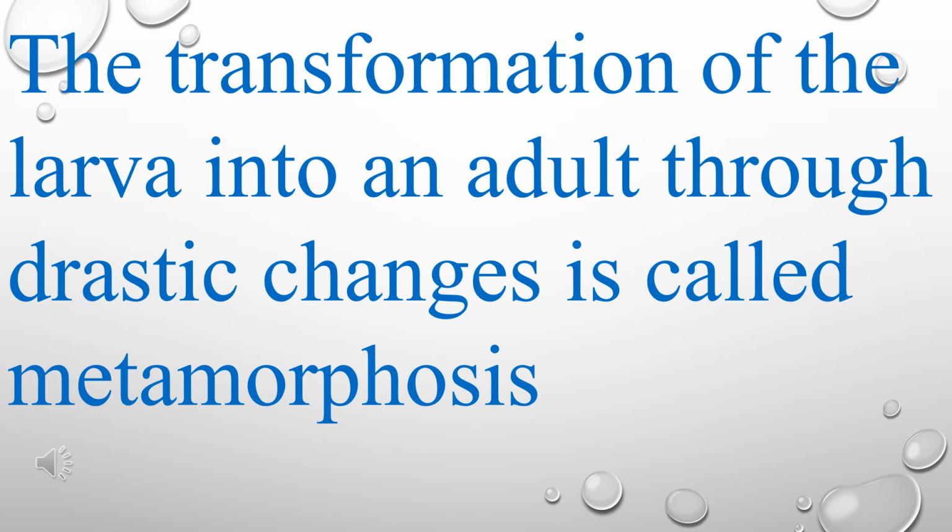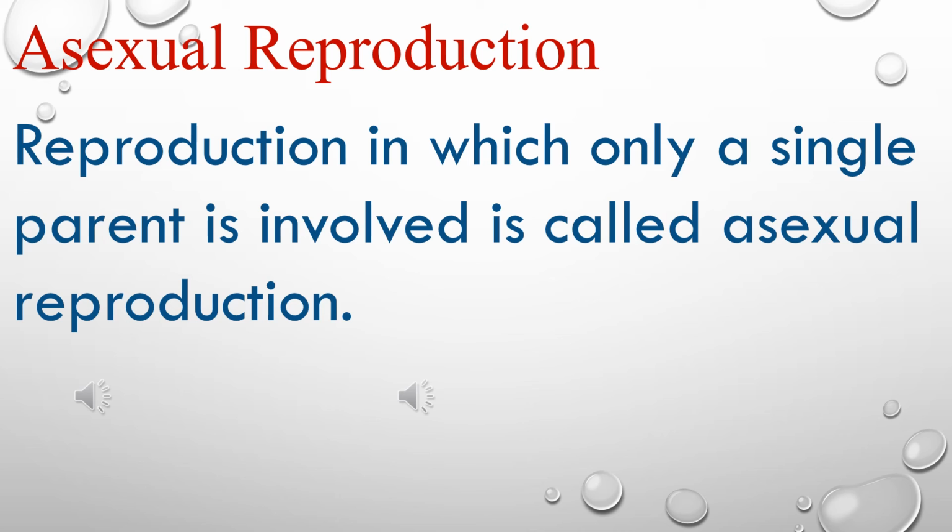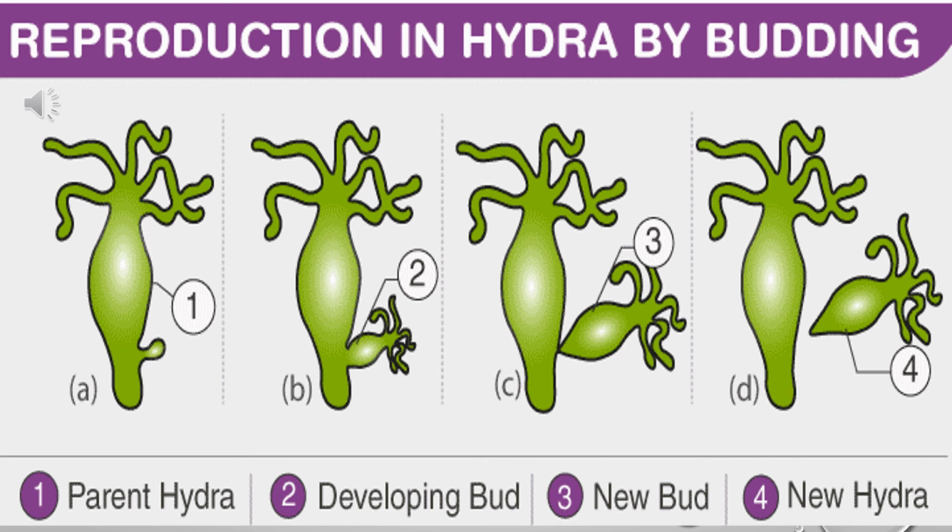birth. The next mode of reproduction is asexual reproduction, children. Here, only a single parent is involved. That is known as the asexual reproduction. We are going to learn the reproduction which takes place in very small animals like hydra and microscopic organisms like amoeba, children. So the asexual reproduction which takes place in hydra is budding.